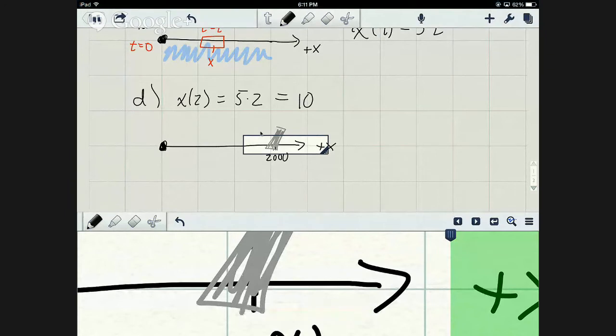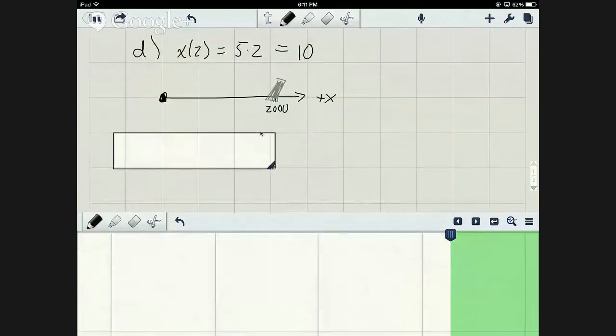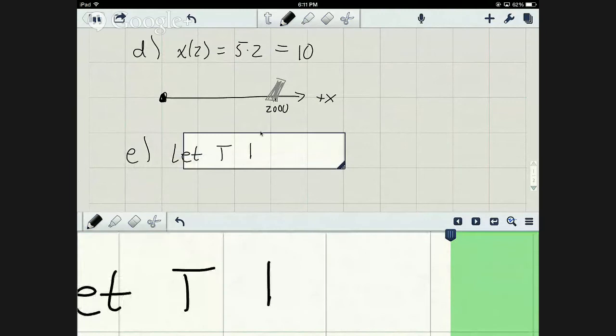So we don't know the time right now, and that's okay. What we say is let t be the time the boat collides with the pipe.